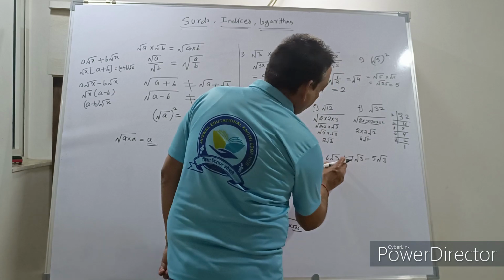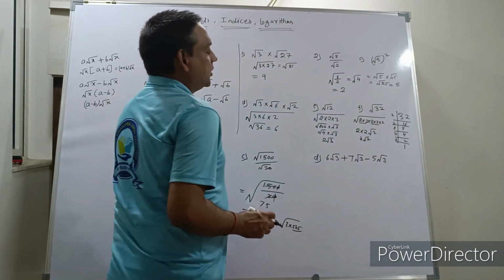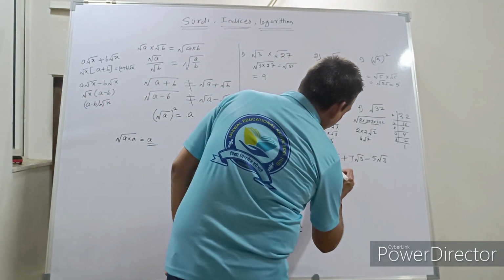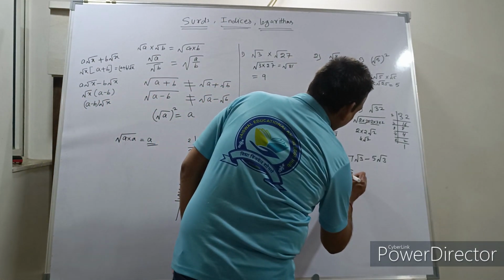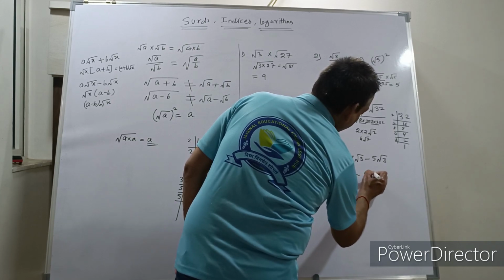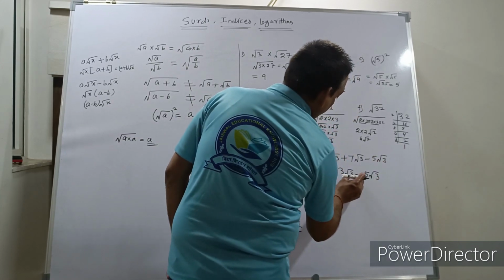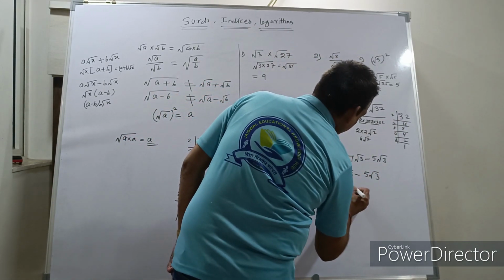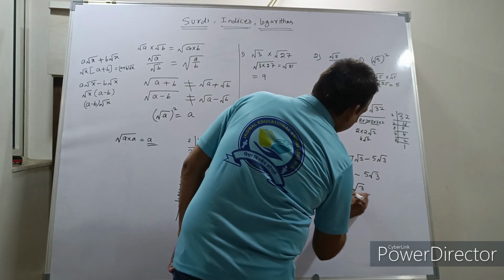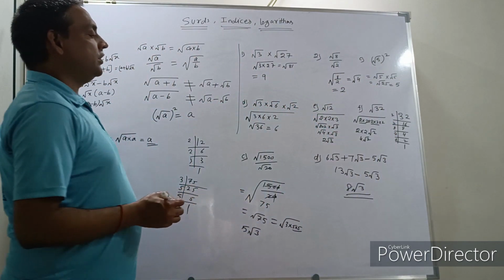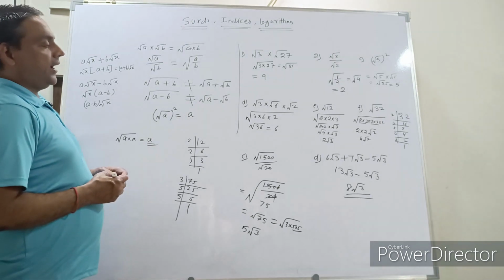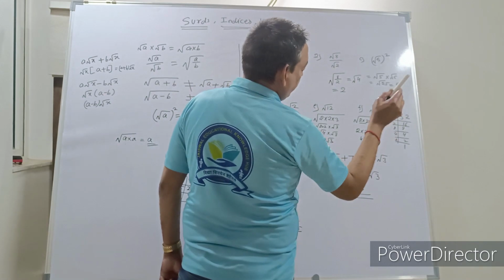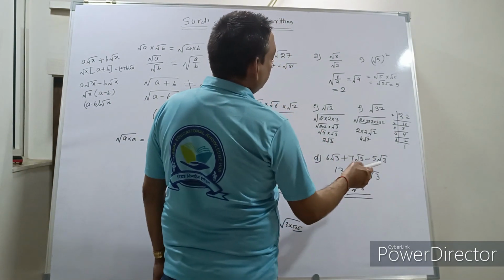So 6 root 3 plus 7 root 3. What is 6 plus 7? 13. So 13 root 3 minus 5 root 3. Again root 3 and root 3 are both the same. So 13 minus 5 becomes 8. 8 root 3 is the answer. Clear? We can add and subtract, but only if the root number given is the same.